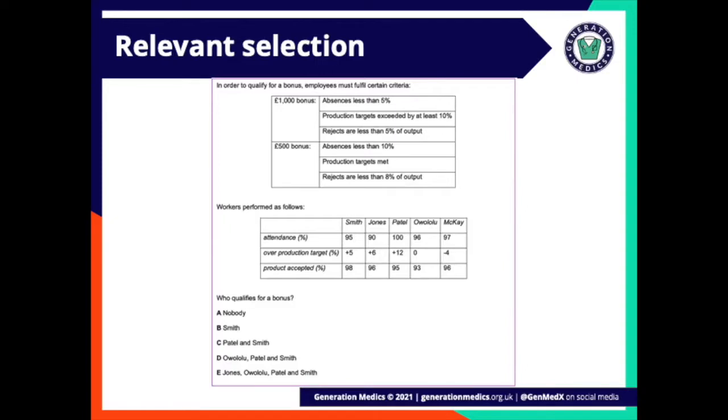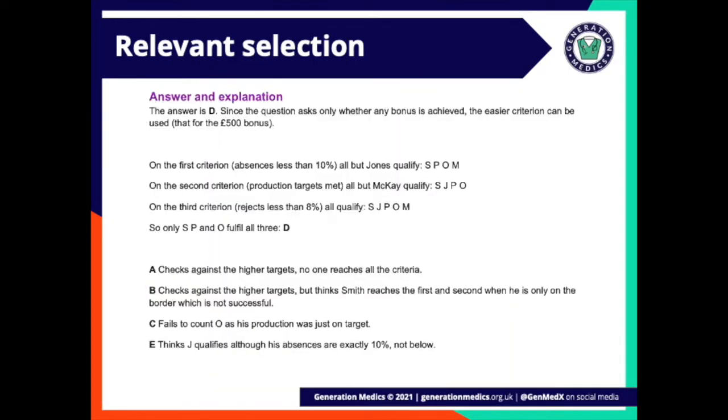There are 3 kinds of problem solving questions in section 1 of the BMAT. Relevant selection. There is an example of one of these types of question on the screen now for you to pause and have a go at. The answer is D. There's an explanation on the screen now for you to look at if you didn't get it.